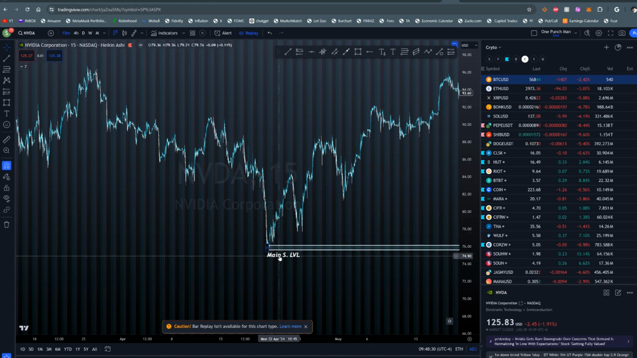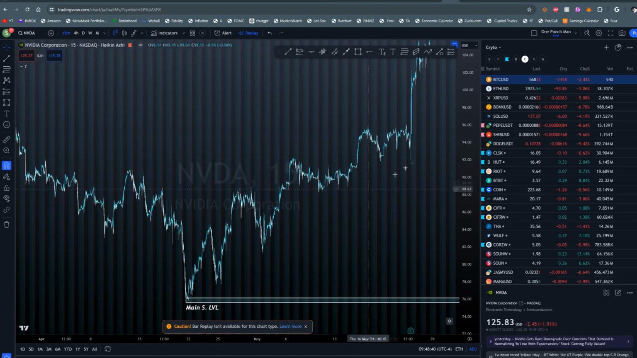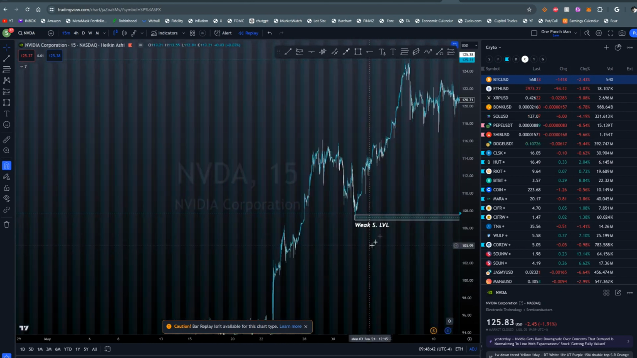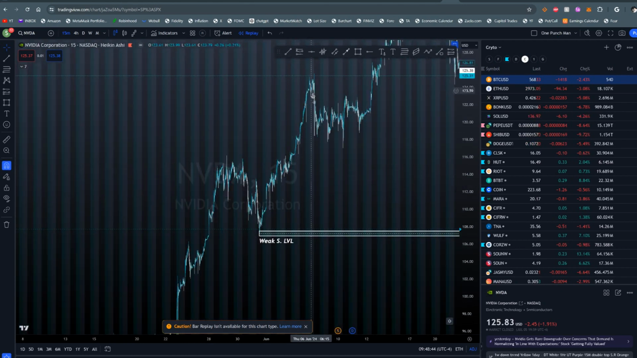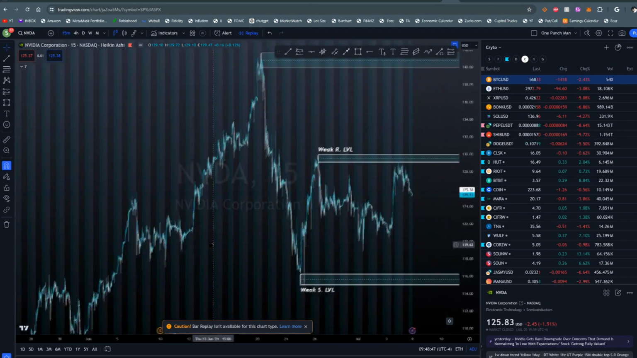So in between this coming down and this going up, we created what I like to call a market maker support level. This is where the trend completely switched to the upside. So this becomes my main support level, right? Because we keep going up, up, up, up, up. Came down, keep going up, up, up, up, up.